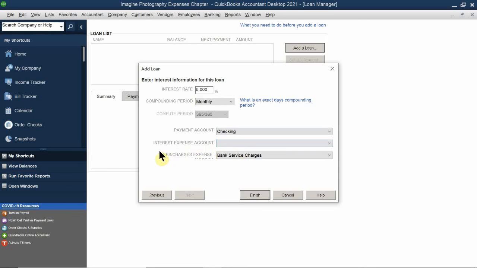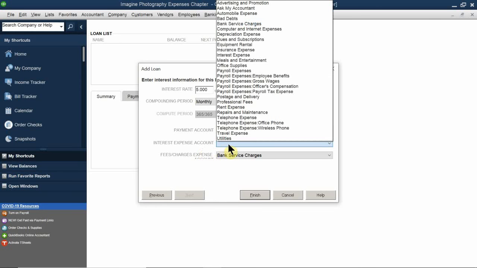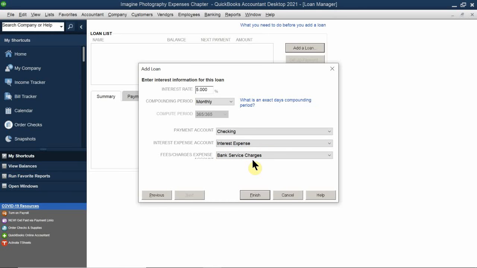What about your interest? Where's your interest going to be collecting? In this case, you should have already created an account called interest expense. So here we are, interest expense. Okay.